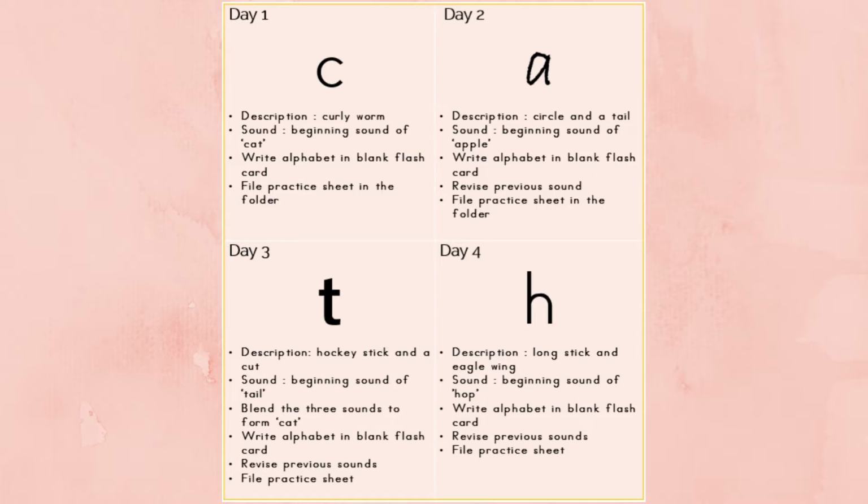And we talked about the description in the previous video. So if you're teaching K, you put the dot on a sheet and you go curly worm and introduce a sound, that's K. And for A, the same thing. You draw a circle or a ball and then put a tail, that's A, and practice that for 10 seconds. And the next day, T is a hockey stick with a cut. That's T, and practice that for 10 seconds. So third day, you're practicing 3 alphabets for 30 seconds.